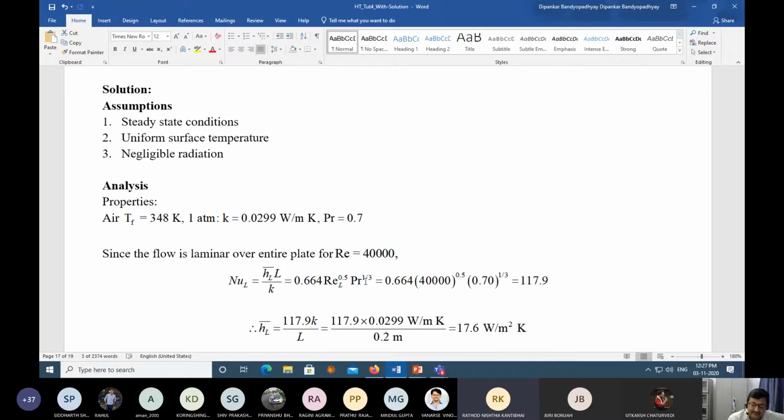Will it change? I don't think it will change. No, tell me, I'm asking. I don't think that it will change. Right. So Prandtl number will not change. Reynolds number. What is Reynolds number? Sir, Reynolds number will change. Yes. So how will it change? Density.